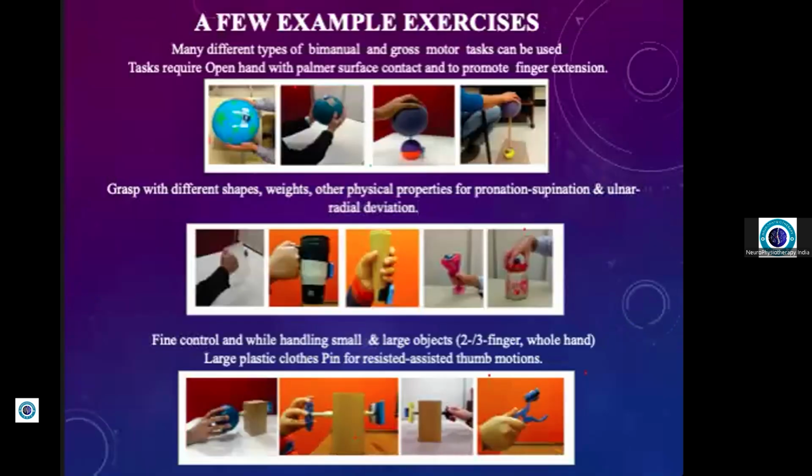So here are some examples. Like I said, there are many different types of bimanual and gross motor tasks, as well as some finer tasks for smaller joints, or 2-3 finger functions, or whole hand, using different objects that can be used in our day-to-day life.